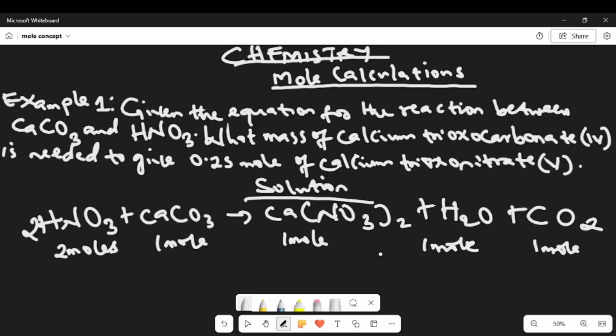So in today's class, we shall be treating mole calculations. In example 1, the question reads, given the equation for the reaction between calcium trioxocarbonate 4 and hydrogen trioxonitrate 5. Before I continue reading, you have to understand that many examiners will not give you the chemical formula of these compounds. They will give it to you in words. You will be the one to assemble them together and write them together and as well solve it.